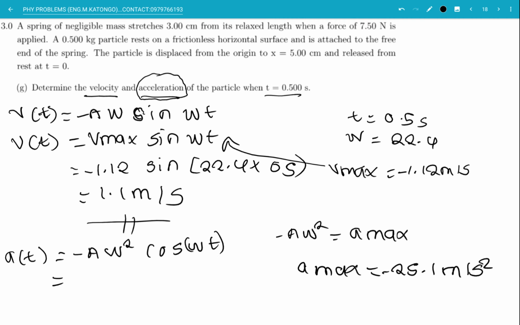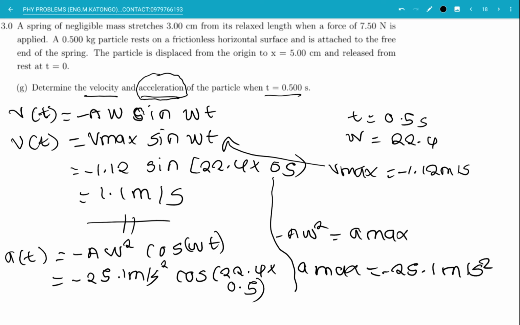Replacing this into our equation, we'll have negative 25.1 meters per second squared cos of our omega, which is 22.4, times our time, which is 0.5, and we'll have our acceleration being 5.1 meters per second squared. Don't forget to put your calculator in rads.